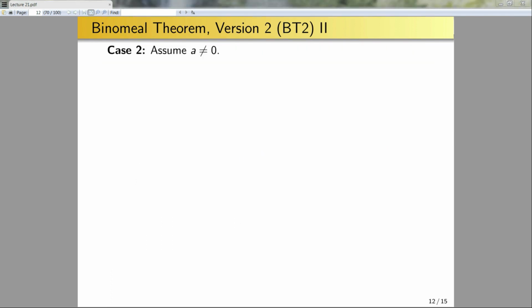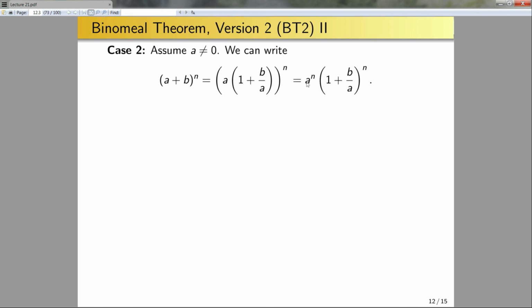Well, if a is not 0, then I can take this whole expression here and I can rearrange it. So here I could say this is equal to a times 1 plus b divided by a, parentheses all around that, to the n. I can do this since a is non-zero, and I can just factor it out. From here, I could rewrite this further by saying this is a to the n times 1 plus b divided by a to the n.